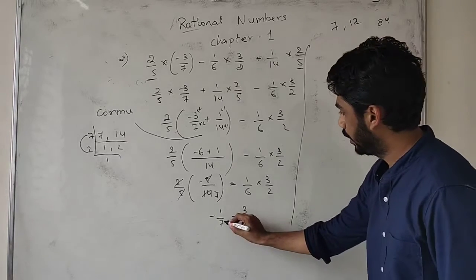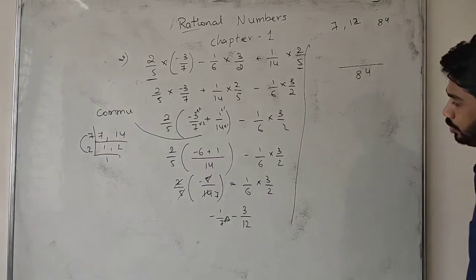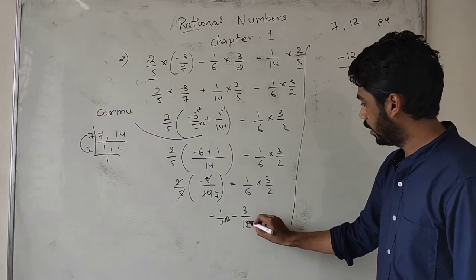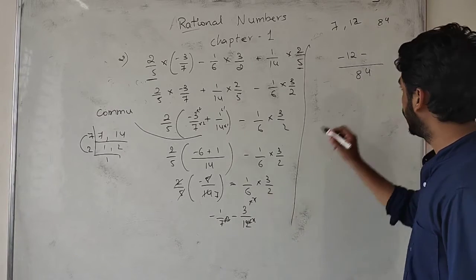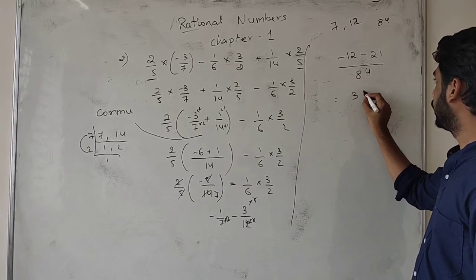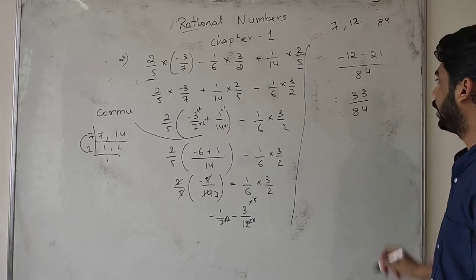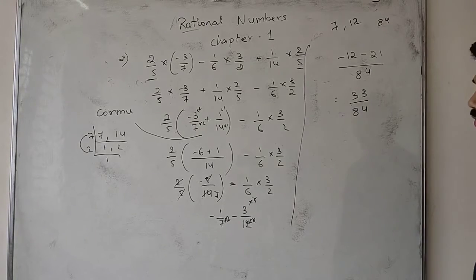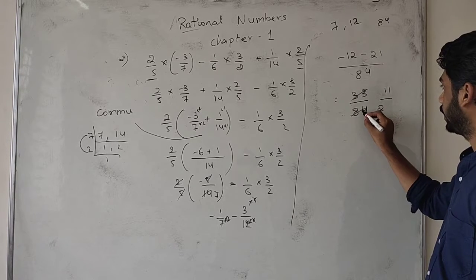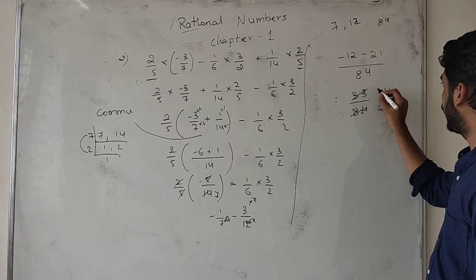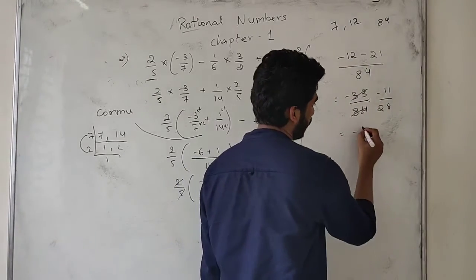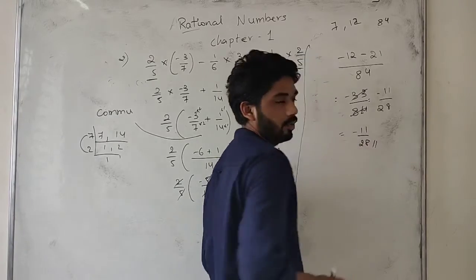84. So here, minus 12 upon minus 12, and 12 and 7 means here 7 threes are 21. If you add both, you will get 33 by 84. Further you can solve it: 3 elevens are 33, 3 twos are 6, 3 eights are 24. So we will get the final answer as minus 11 by 28. This is your required answer.